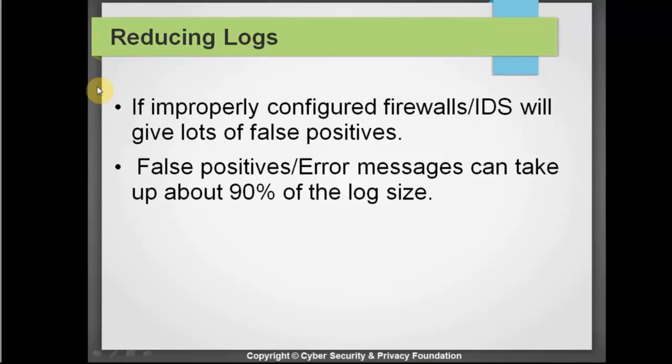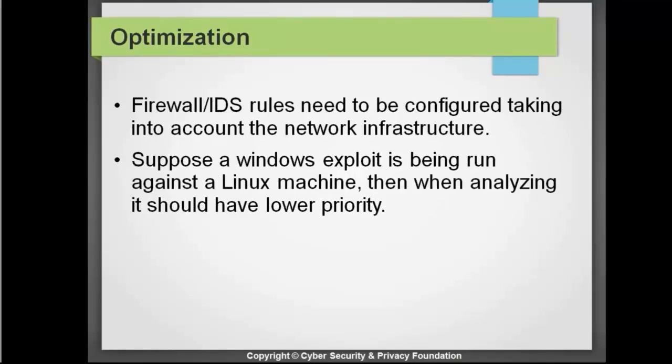One should always try to reduce the number of logs they get, because if a firewall or IDS is improperly configured, then there will be lots of false positives, and sometimes false positives and error messages can take up to 90% of the log size. Usually what happens is that if the log size is too big, then the real attacks get shadowed in comparison. There might be 20,000 logs for false positives and only 2 real attacks, but because there are 20,000 false positives, you'll probably miss out on the 2 real attacks. So it's always best to reduce the number of logs.